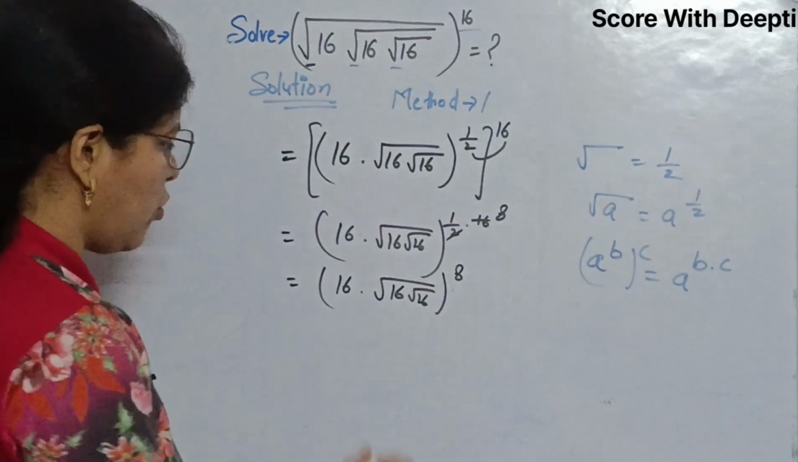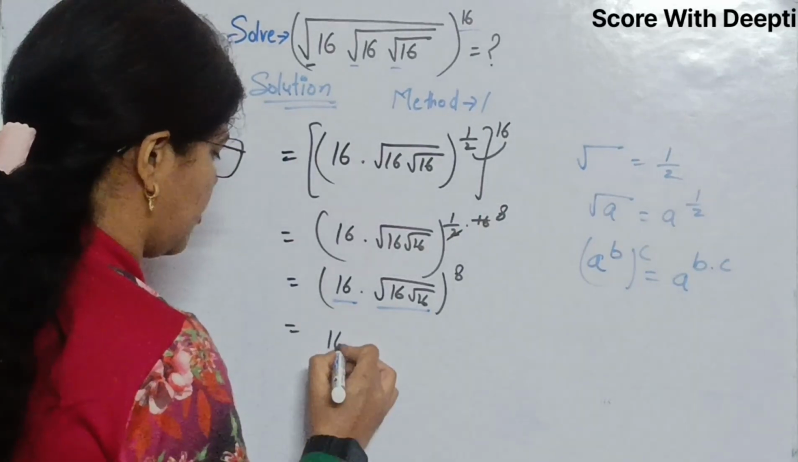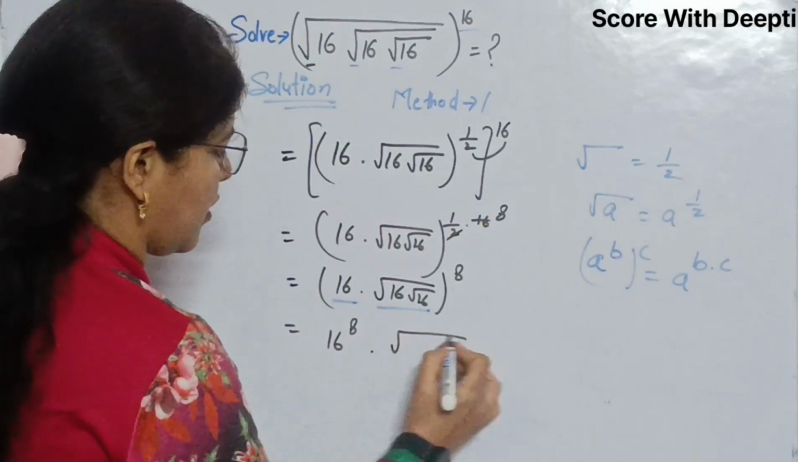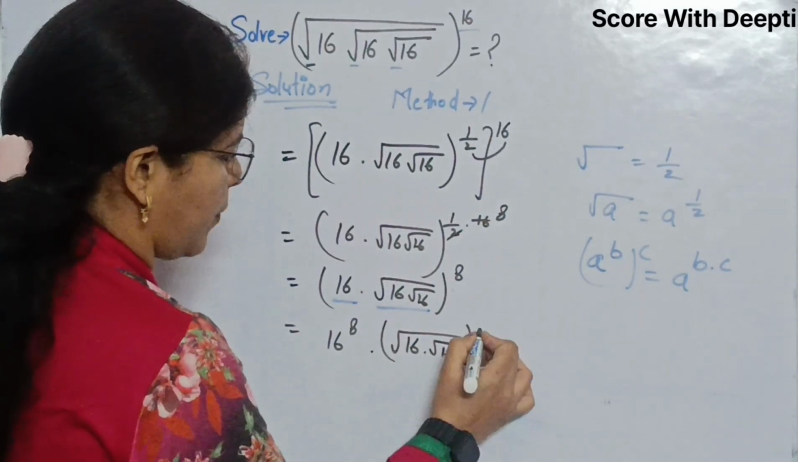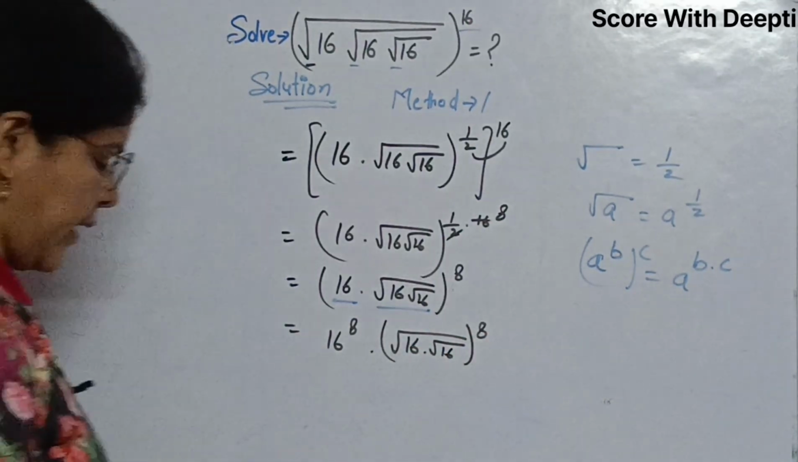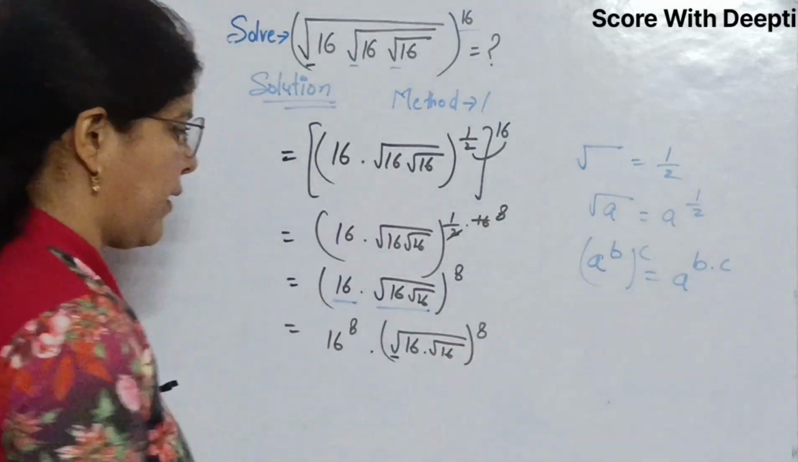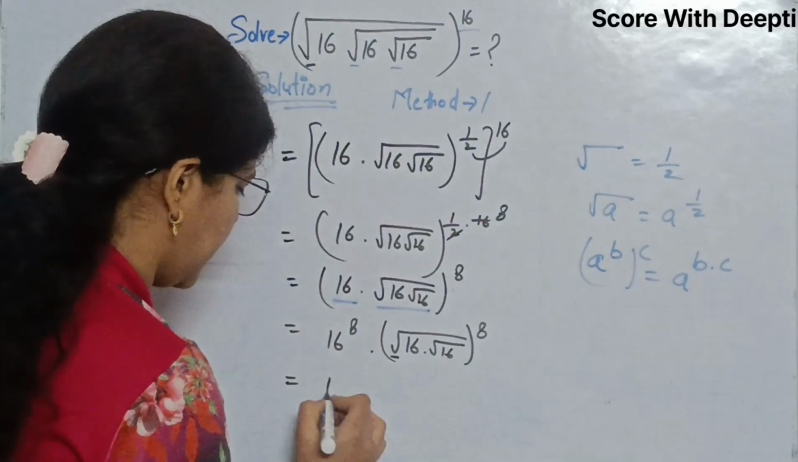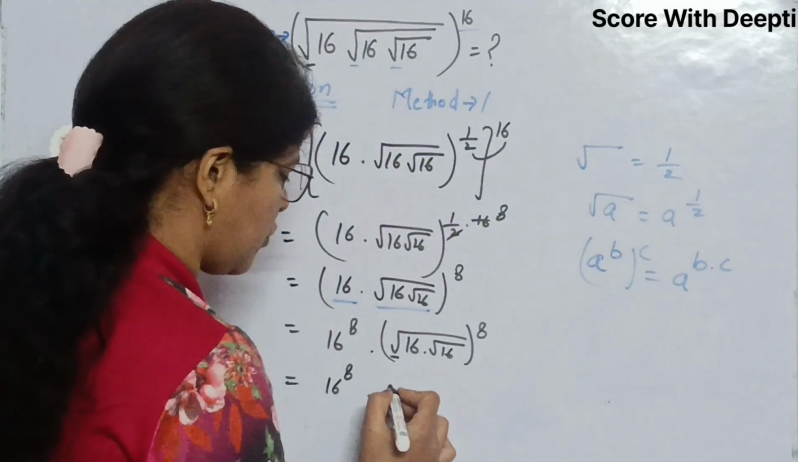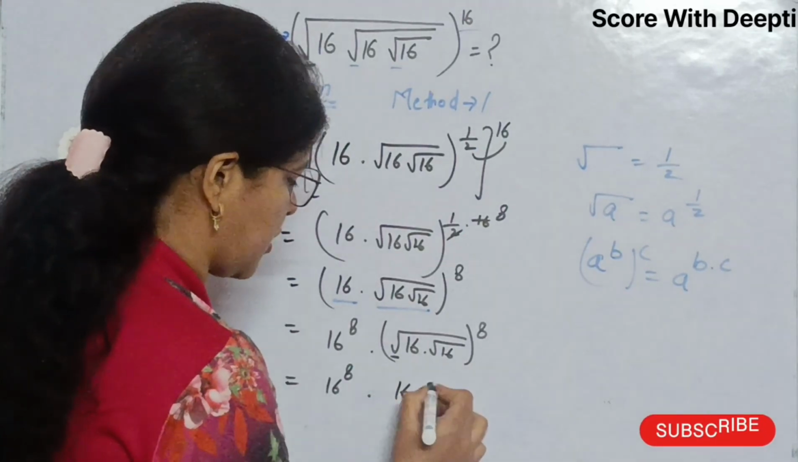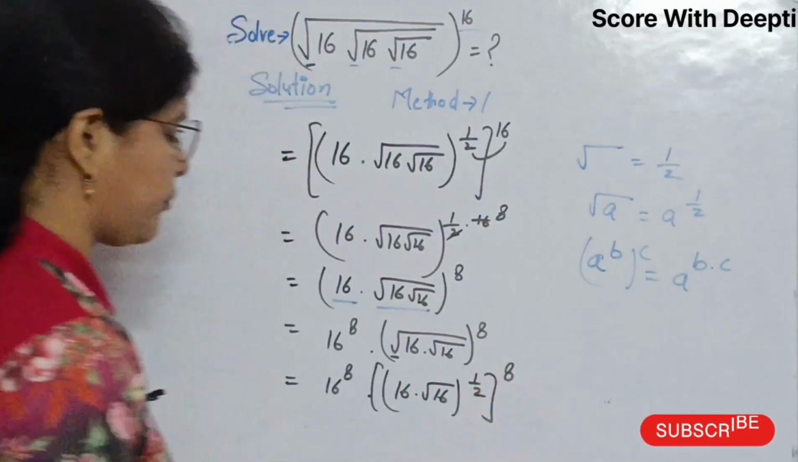Next, we know that there are two terms here. First we will write these terms separately and we get 16 to the power 8 into the square root of 16 under the square root 16, to the whole power 8. Next, again in place of this square root we will write 1 by 2 as an exponent. Now again we write this term as it is, and in place of this square root we will write 16 into the square root of 16 to the whole power 1 by 2, to the whole power 8.